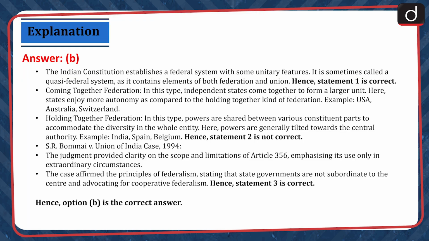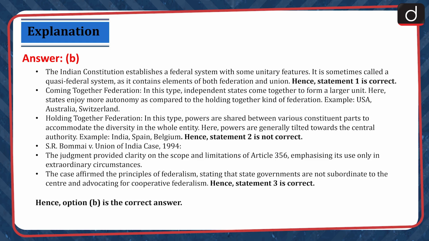The Indian Constitution establishes a federal system with some unitary features. It is sometimes called a quasi-federal system as it contains elements of both federation and union. Hence, statement 1 is correct. Coming together federation. In this type, independent states come together to form a larger unit. Here, states enjoy more autonomy as compared to the holding together kind of federation. Example, USA, Australia, Switzerland. Holding together federation. In this type, powers are shared between various constituent parts to accommodate the diversity in the whole entity. Here, powers are generally tilted towards the central authority. Example, India, Spain, Belgium. Hence, statement 2 is not correct.